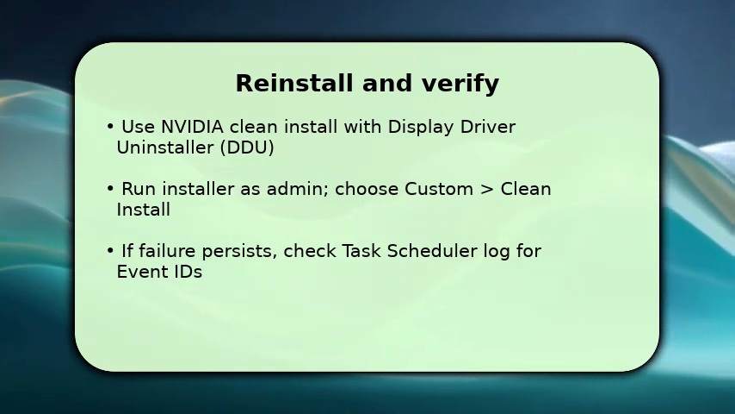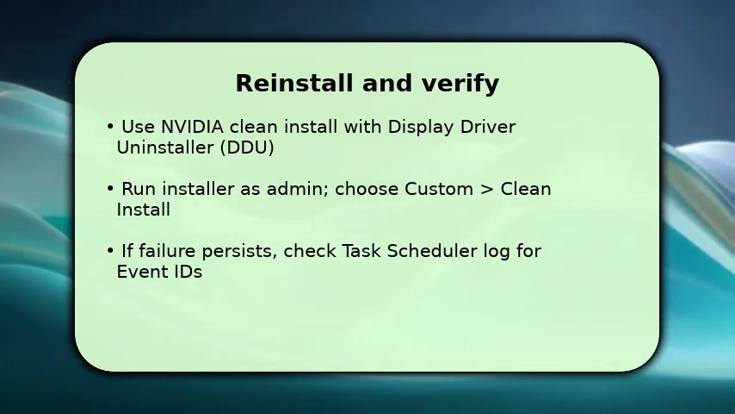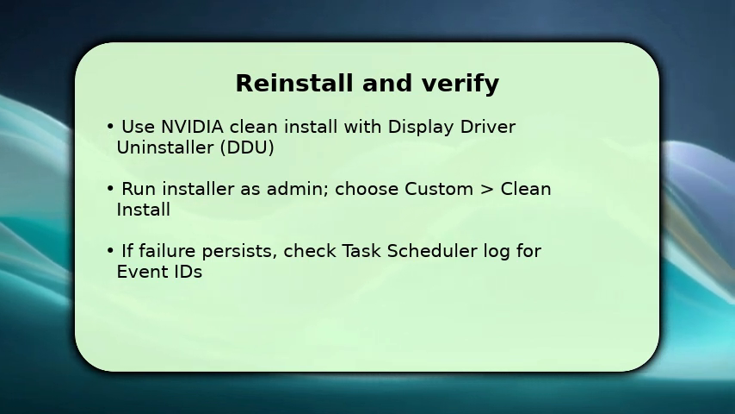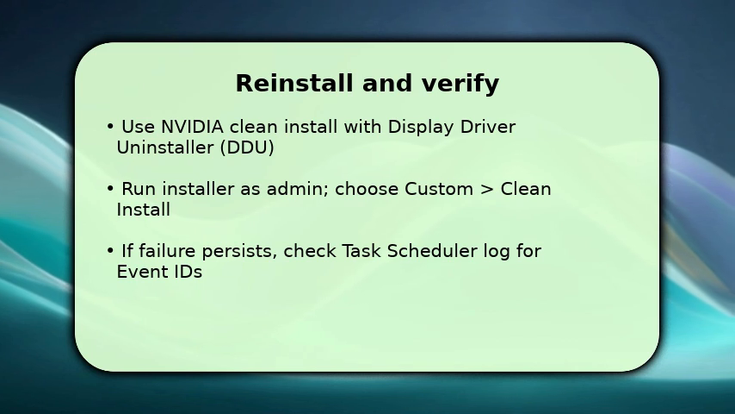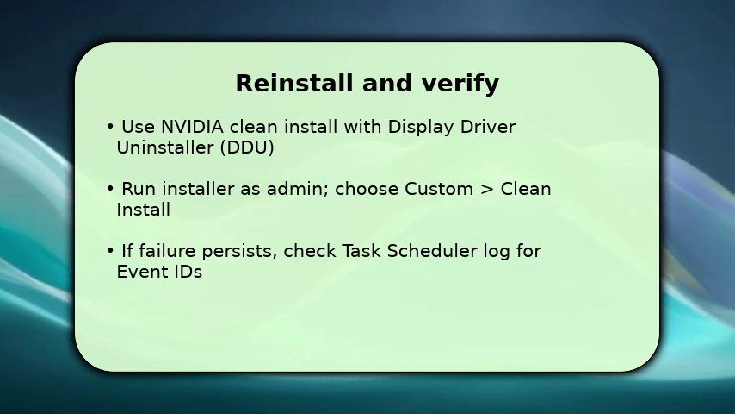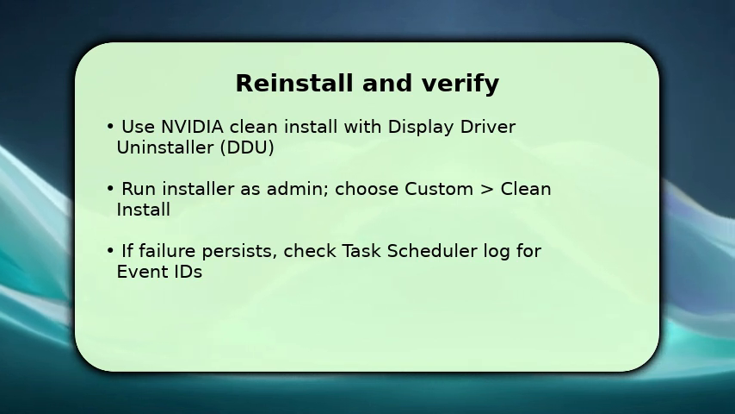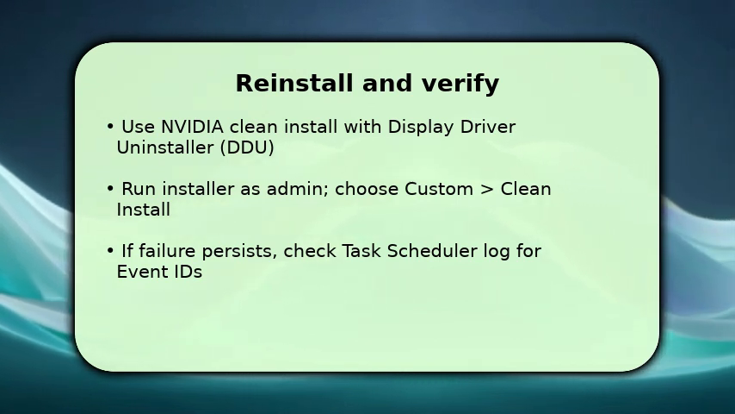If the installer still cannot continue, check the Task Scheduler Operational Log and Windows Event Viewer for event IDs tied to task creation failures. These give exact permission or path errors. Make the fix, adjust permissions, or reinstall the NVIDIA Control Panel.